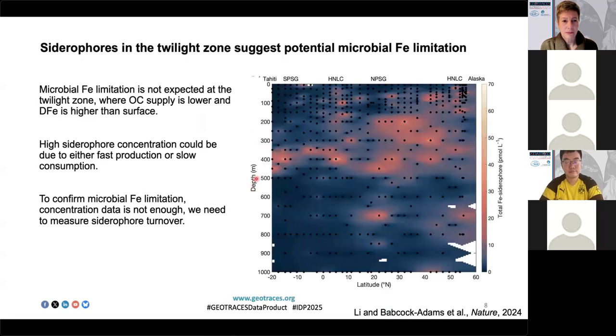This is surprising because compared to the surface ocean, the twilight zone has a lower supply of organic carbon and presumably lower bacterial iron demand, as well as a higher iron concentration. Therefore, microbial iron limitation was expected at the surface, not in the twilight zone. In addition, this high concentration could be due to either fast production of siderophores or slow consumption of siderophores. So to confirm microbial iron limitation in the twilight zone, the concentration data is not enough. We need to measure the siderophore turnover.